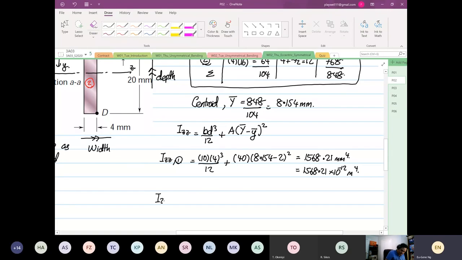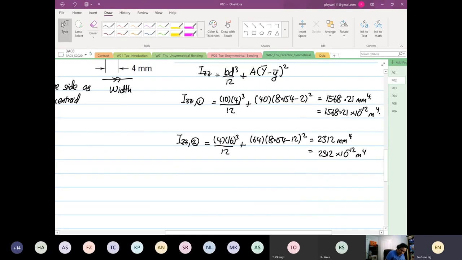Then we proceed with Izz2. Likewise, you have 4 times 16 cubed divided by 12 plus 64 multiplied by 8.154 minus 12, squared. So you have 2312 millimeters to the power 4, which is equal to 2312 times 10 to the power minus 12 meters to the power 4. From here we have already computed our Izz. So our Izz will be equal to 3.8802 times 10 to the power minus 9 meters to the power 4.